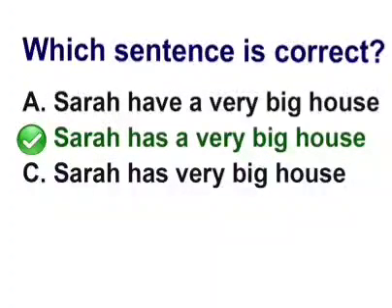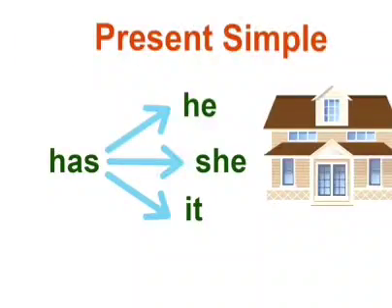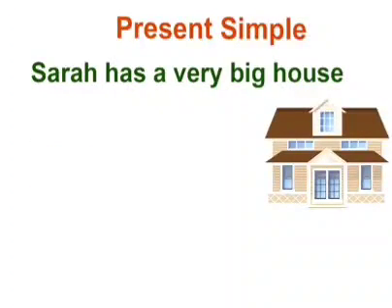When we use the verb have in the present simple tense, we should use has for he, she, it, and have with they, you, and we. The correct answer is B. Sarah has a very big house.